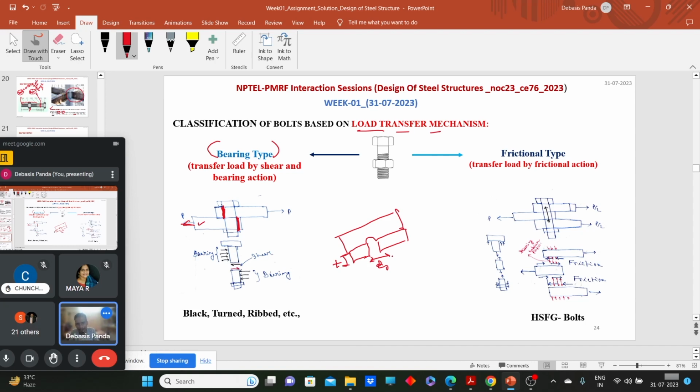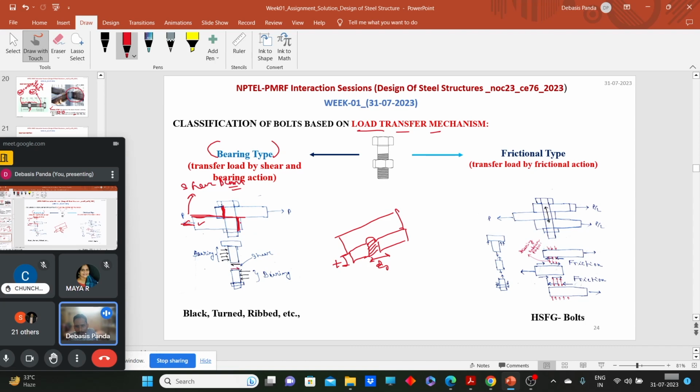Now here we can find out the value of bearing stress is P by D into T, the contact area. So bearing will happen here. Now one more phenomenon will occur. What is happening here? If we see with respect to this plane, we call it the shear plane. Now why we call this plane the shear plane, I will discuss it.